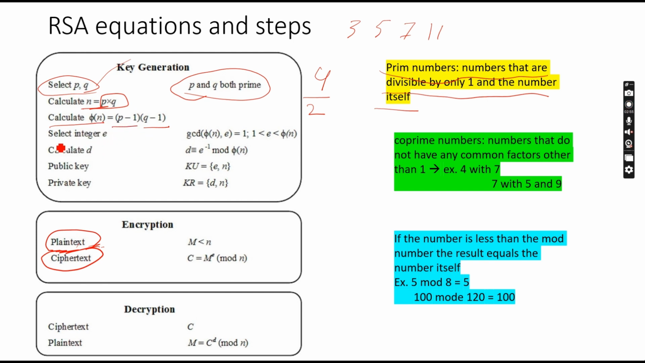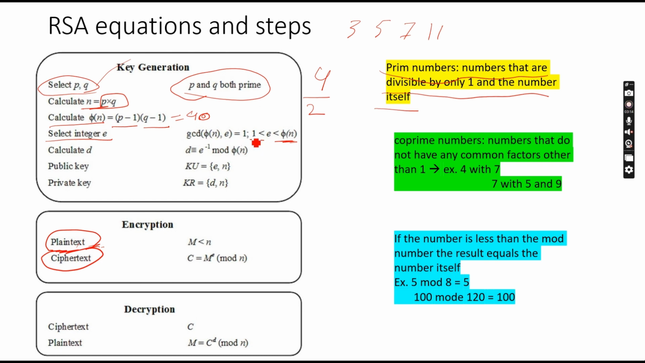After you find theta, you should select integer e. For example, theta equals 40. Okay, so after you calculate, you find that theta equals 40. Then you should choose e, where e is greater than 1 but less than theta. This is the first rule.